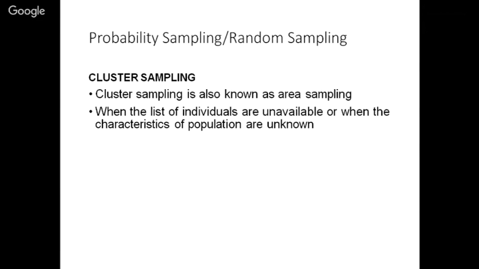Next is cluster sampling. Cluster sampling is also known as area sampling. It is used when the list of individuals is unavailable or when the characteristics of the population are unknown, meaning the characteristics of the population are not well known. In that particular case, we use the cluster sampling technique.